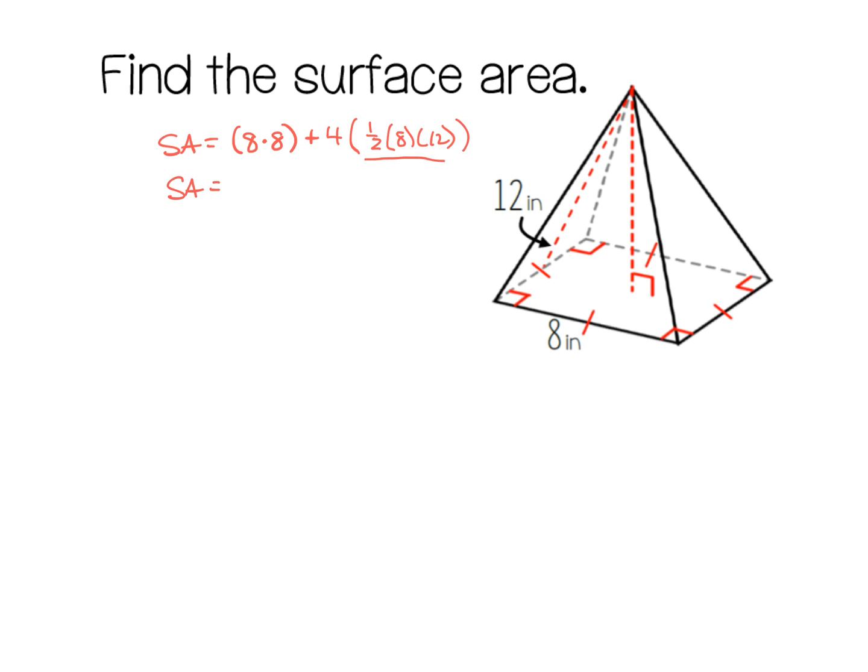Okay, so let's simplify this. We have 64 plus, let's see, half of 8 is 4. 4 times 12 is 48. And 48 times 4 gives me 192. So 192 plus 64 then will give me 256. So 256 square inches.